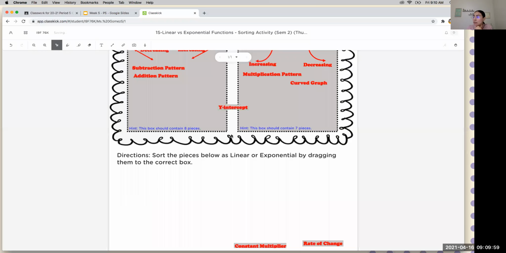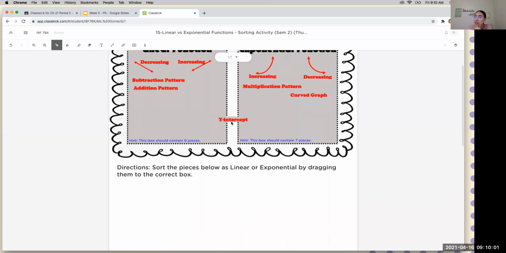What about this one? Some of you might think it's a trick question, but give me a thumbs up if this is linear, a y-intercept. Does that go on the linear side? Or clap if it's exponential, but I'm going to give you a different choice. Give me a different reaction if it should go in both.